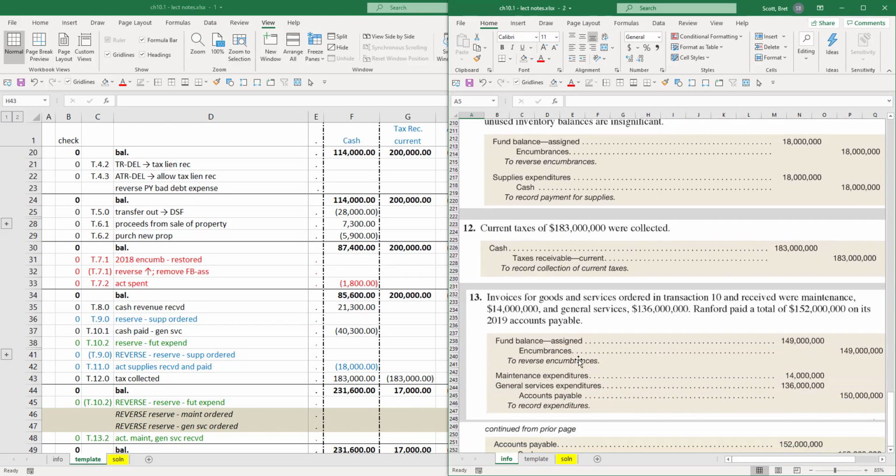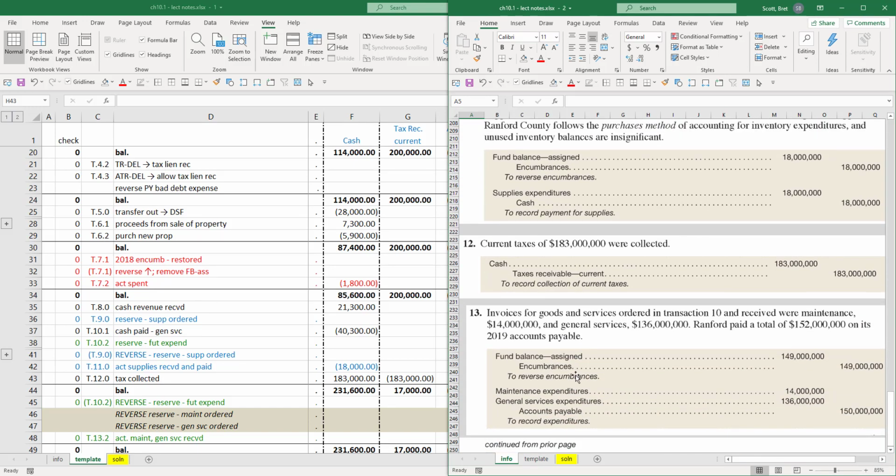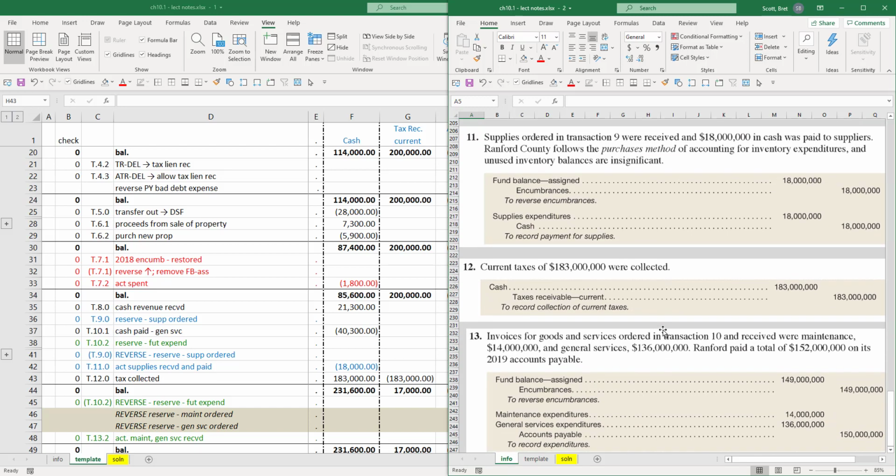Next thing, invoices for goods and services ordered in transaction 10 have been received. Maintenance 14 million, general services 136 million. So we'll get a little bit more on the services side. The total amount that was paid was 152 on its accounts payable.